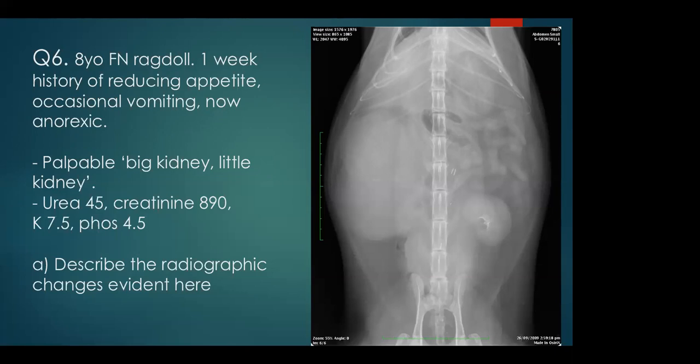Well, there's a very large right kidney and a small left kidney. Excellent. The right kidney looks like it's got smooth margins and it looks like there's some mineral opacity or something in the renal pelvis of the left kidney, unless it's had some contrast agent or something. Excellent, good.